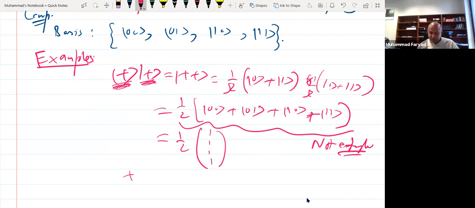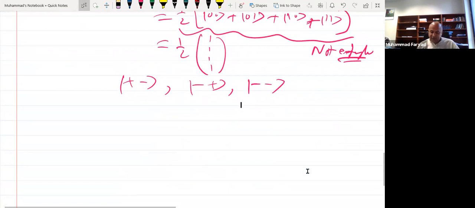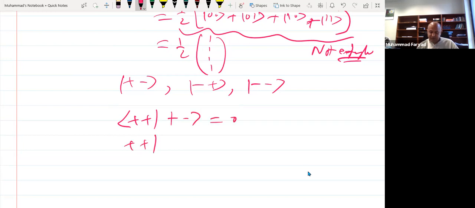You can work out the expressions for plus-minus, minus-plus, and minus-minus states. I leave it to you to show that, first of all, these states are orthogonal: if I have the plus-plus state here and I take its inner product with plus-minus, this is 0. If I take the inner product of plus-plus with minus-plus, the answer is still 0. Similarly, the inner product of plus-plus with minus-minus is 0, and so on.